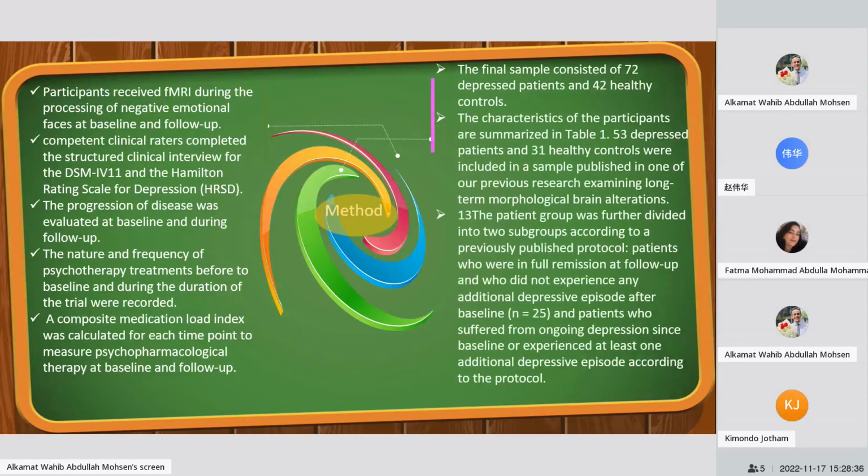During the method part, the participants and other information about this I will mention here. Participants received the fMRI during the processing of negative emotional faces at baseline and follow-up, compared with the clinical ratings. They completed the structured clinical interview for DSM-5. The progression of this disease was evaluated at baseline and during follow-up.